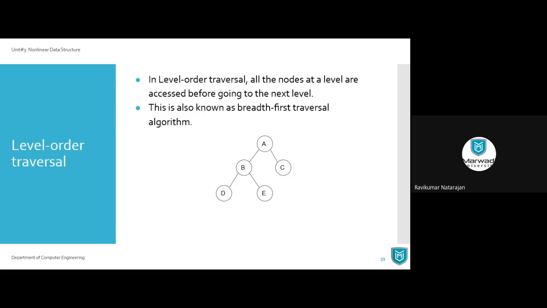Okay, there is something different. This is level order traversal. It is also called BFS, breadth first search. BFS in the sense, whatever nodes are in a particular level, I will visit all those nodes. For example, this is level 0, right? L0, this is L1, and this is L2.